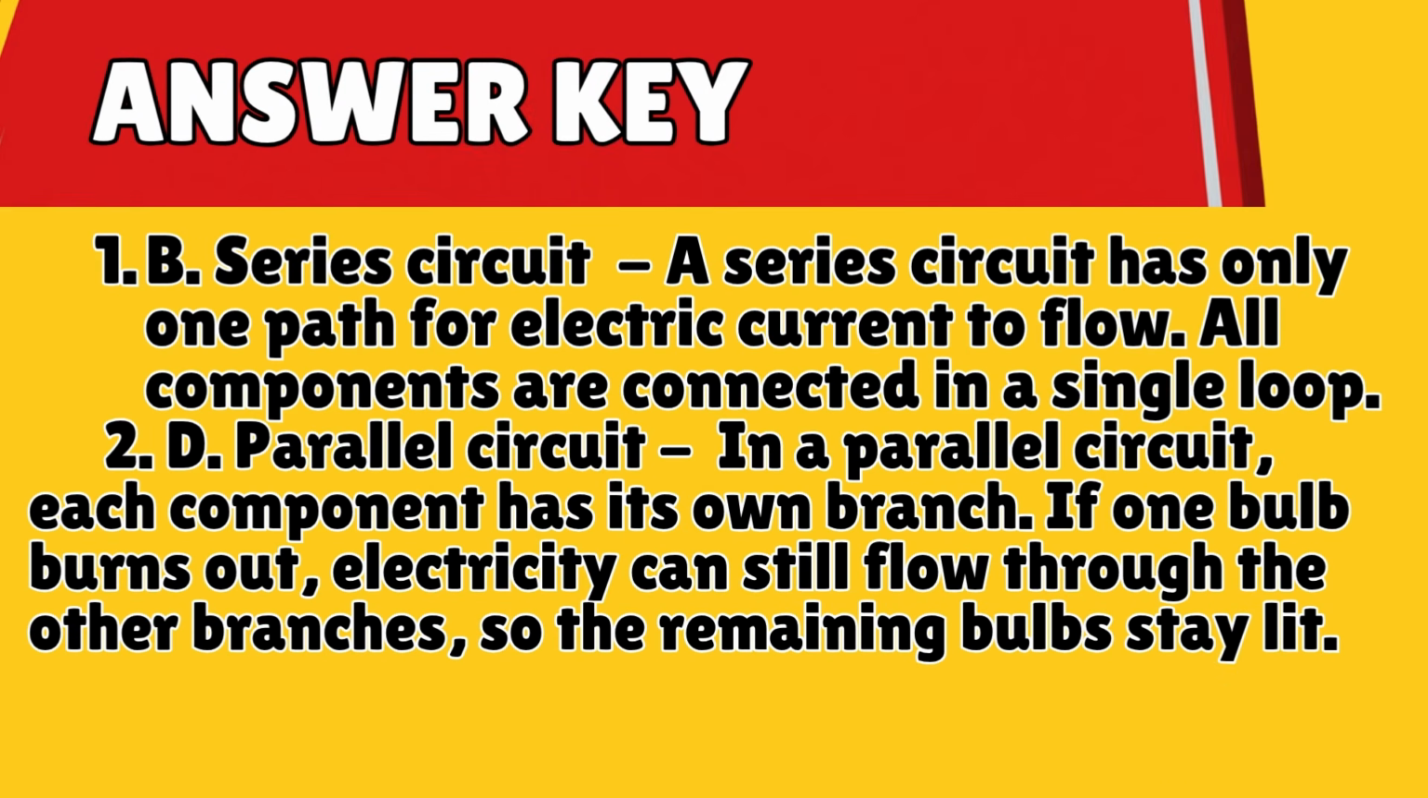And now for the answer key, let's check your answers. Number 1, the correct answer is letter B, series circuit. A series circuit has only one path for electric current to flow. All components are connected in a single loop. Number 2, the correct answer is letter D. In a parallel circuit, each component has its own branch. If one bulb burns out, electricity can still flow through the other branches, so the remaining bulbs stay lit.